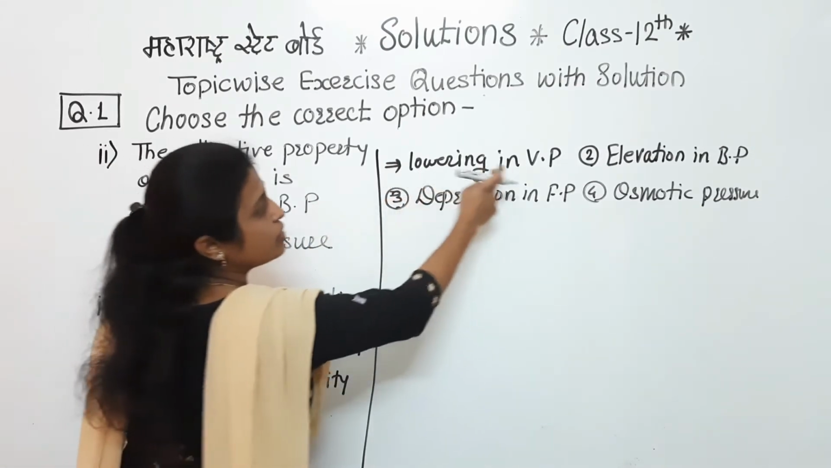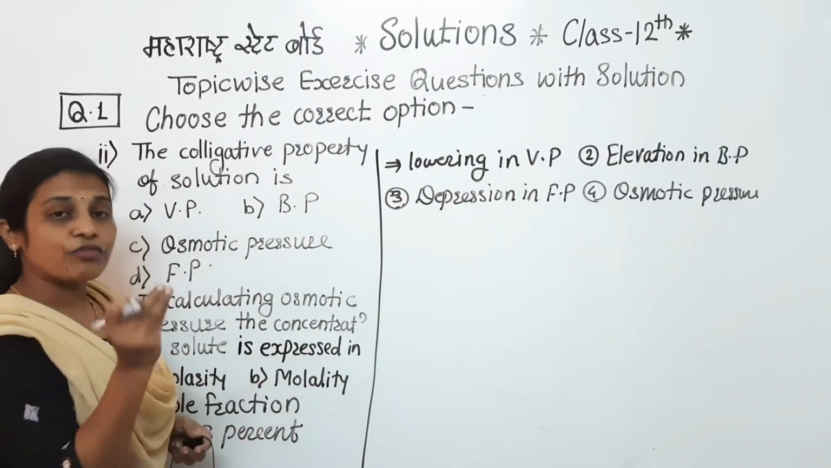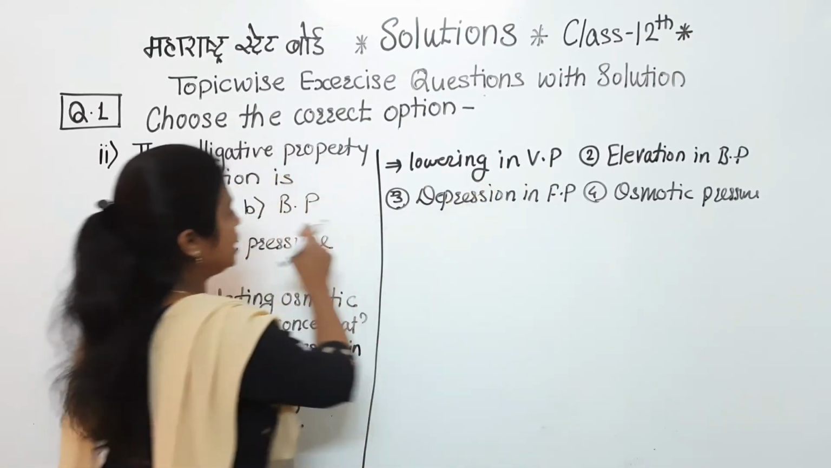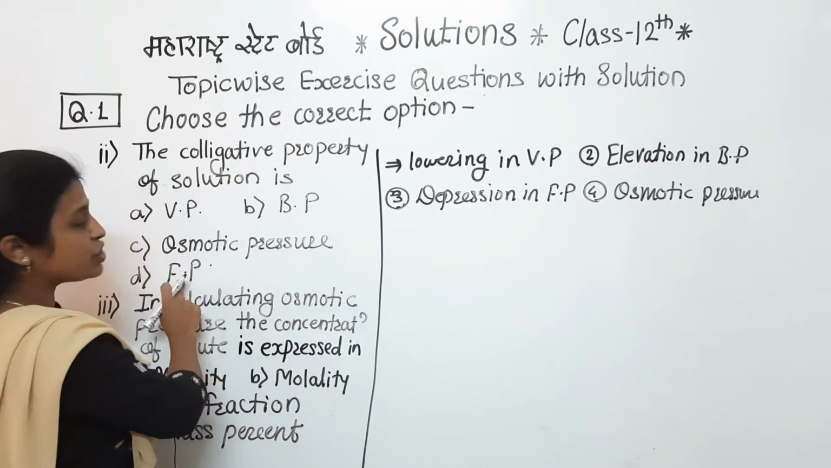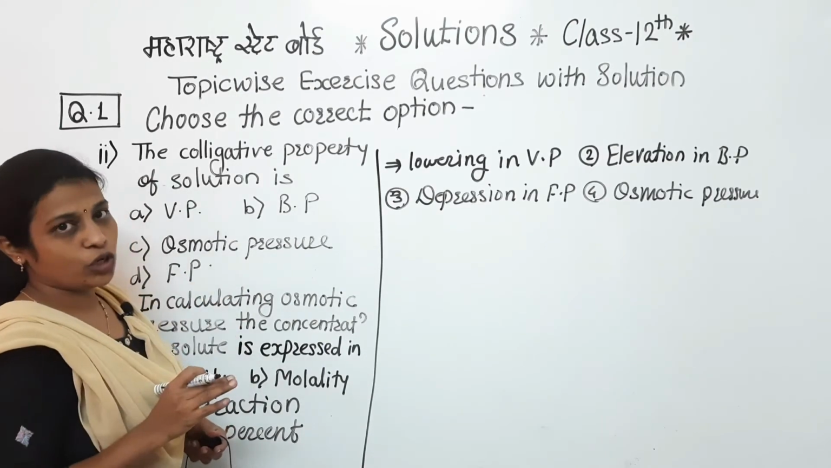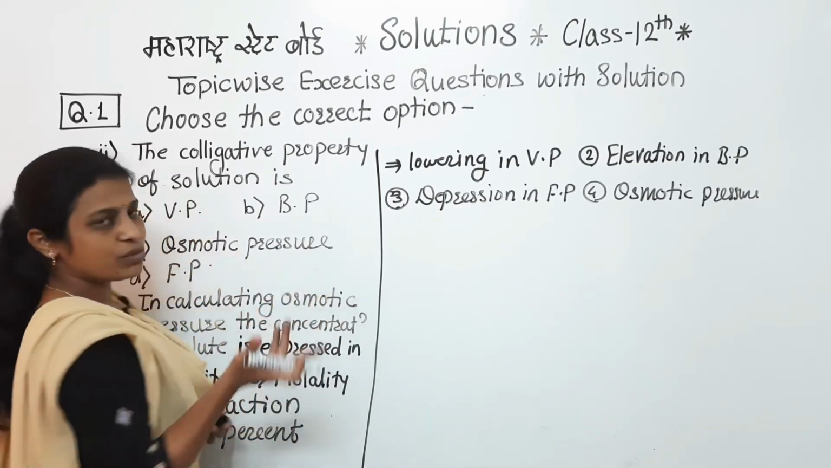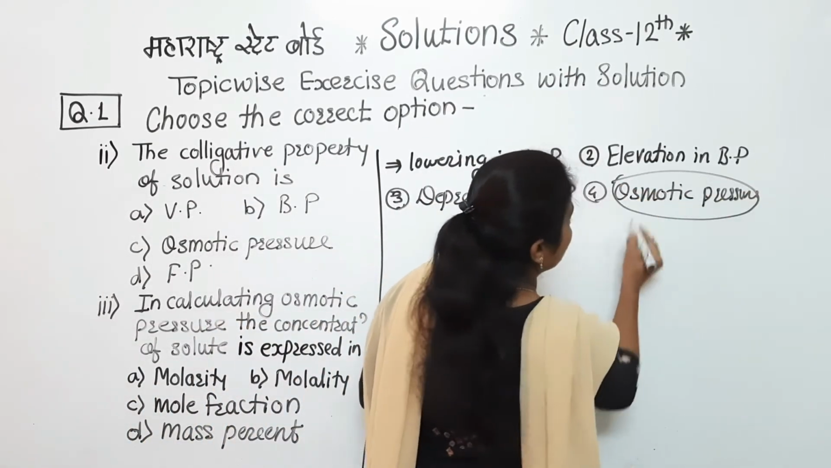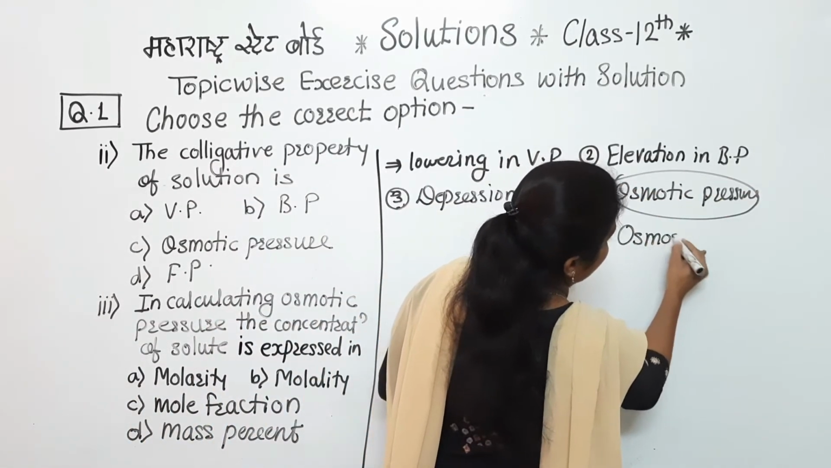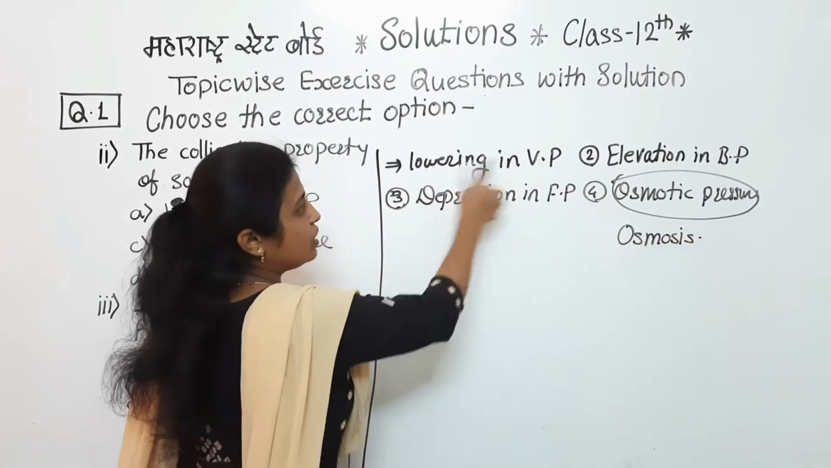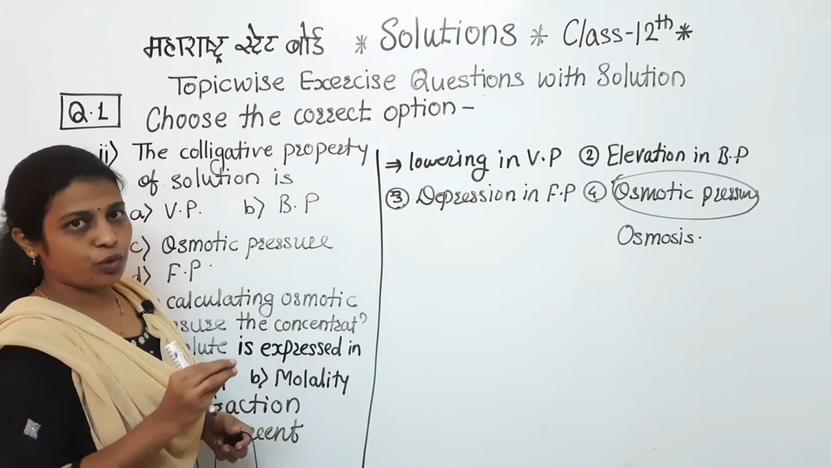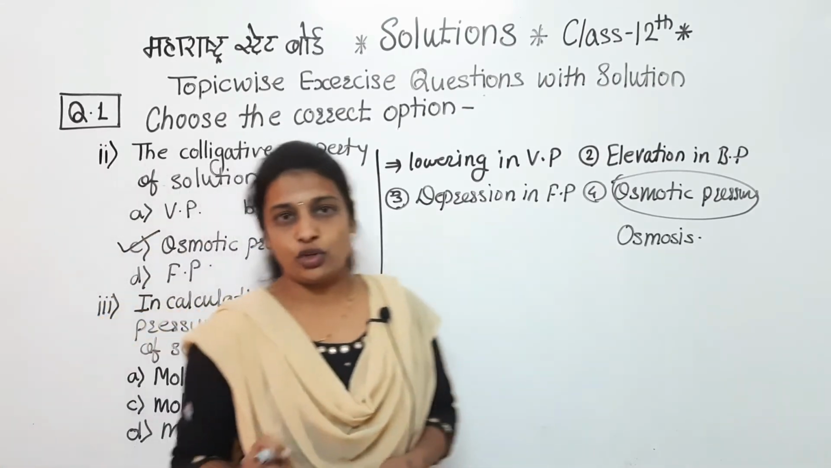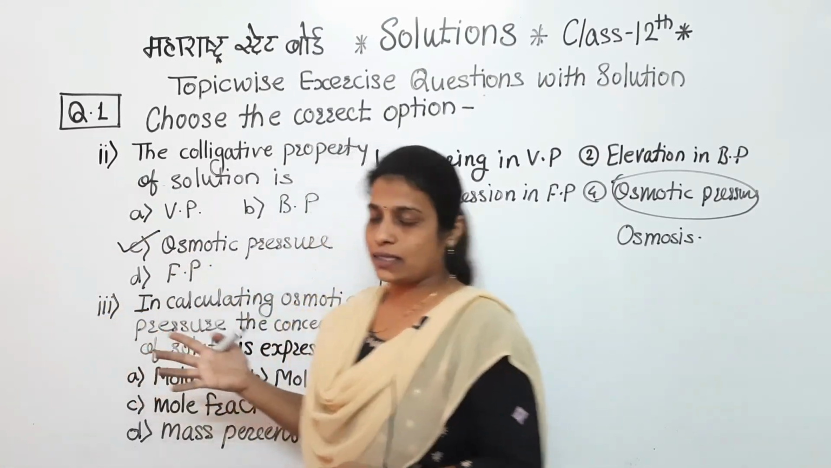See, the first one is related to vapor pressure, but vapor pressure is not a colligative property. Lowering in vapor pressure, elevation in boiling point and depression in freezing point are the colligative properties. Sometimes they will give such four options, but instead of osmotic pressure they will give you osmosis. So keep in mind that these four are the colligative properties. Out of these four options, option C is the correct colligative property. So option C is the answer.